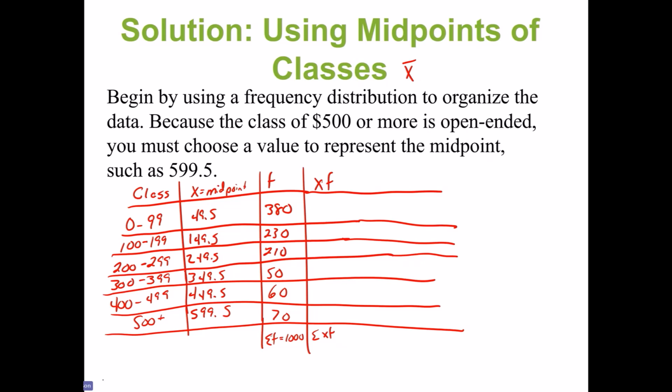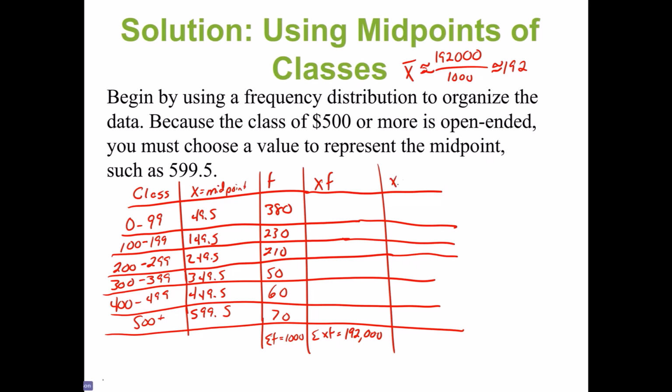So X bar, in this case, the sum of our data value times frequencies ends up being 192,000. So then X bar is going to be 192,000 divided by 1,000, which gives us 192 approximately. And keeping in mind, this is going to be an estimate of the sample mean. It's not going to be the exact sample mean because we don't have the raw data.